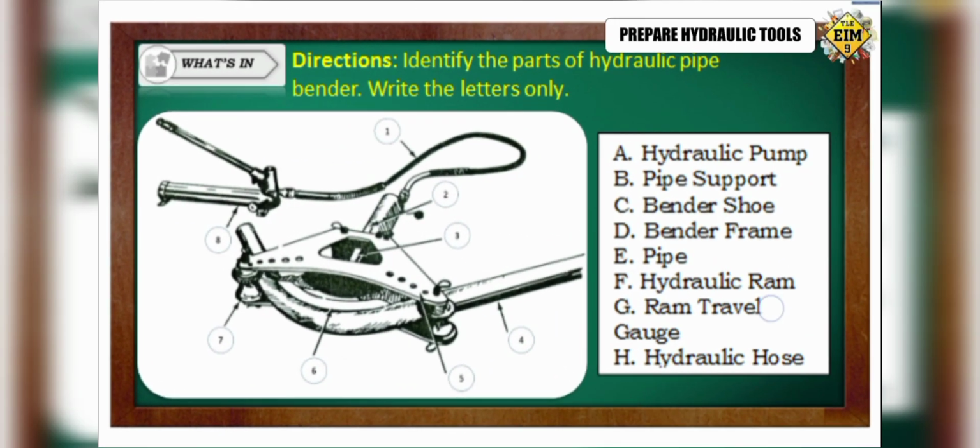Okay, for this activity, you need to identify the parts of the hydraulic pipe bender. Based on the image shown, there are numbers 1 to 8, and the given answers are: letter A, the hydraulic pump; letter B, pipe support; letter C, bender shoe; letter D, bender frame; letter E, pipe; letter F, hydraulic ram; letter G, ram trouble gauge; and letter H, hydraulic hose.